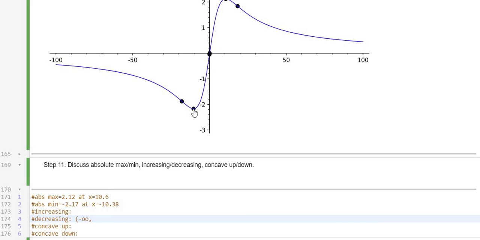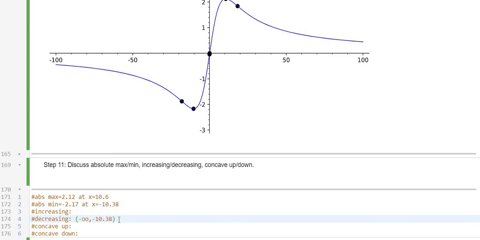It's decreasing until it hits the minimum. That's where it turns around and starts going up. So it stops decreasing right here. Where is that? I look on my little scratch sheet again, negative 10.38. That's where the local minimum is. That's where it changes direction.